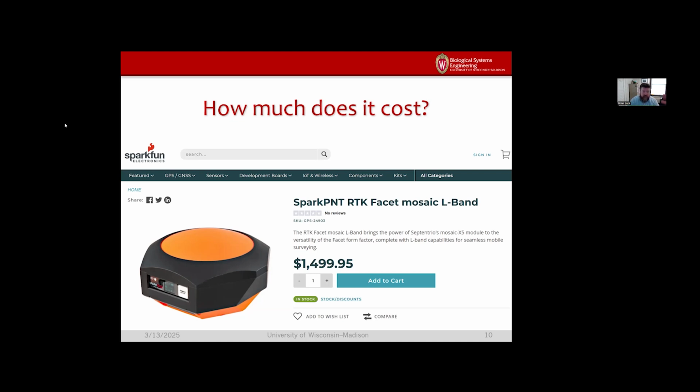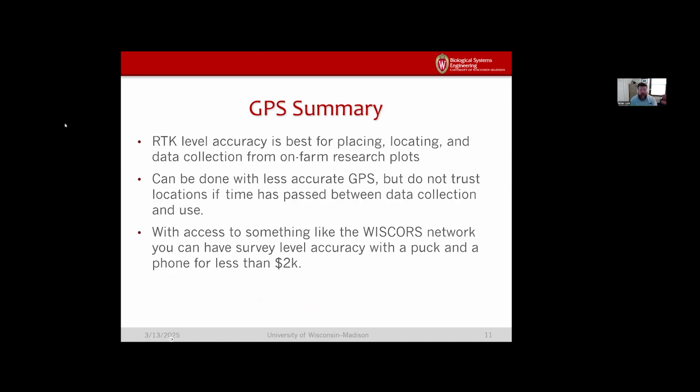Now I've clicked on Zoom and I need to get back here. So, a little GPS summary here, and then I think I've got a couple more slides. And I told Abby I would be between 40 and 45 minutes today, so doing pretty good.